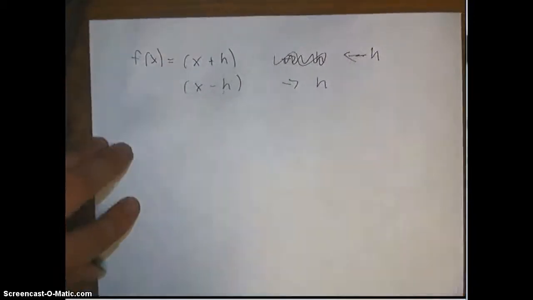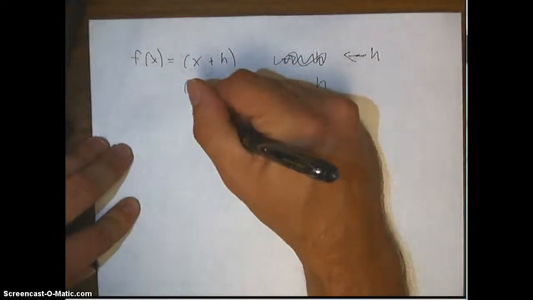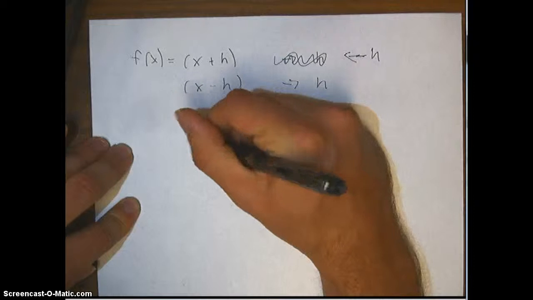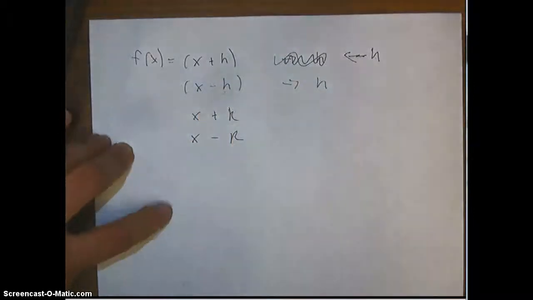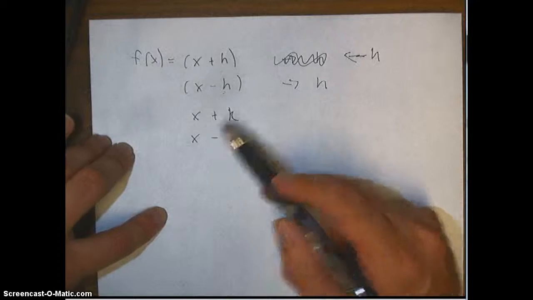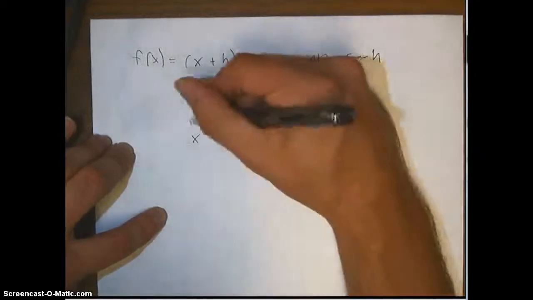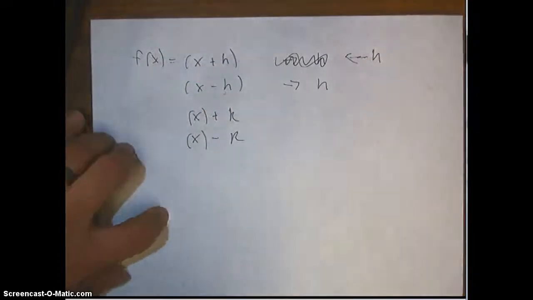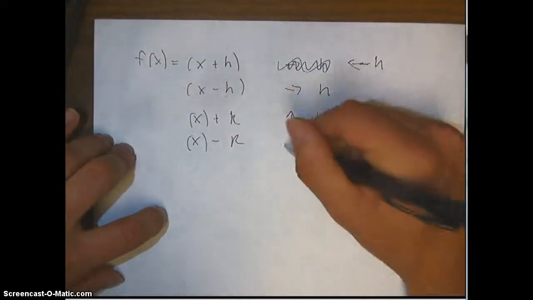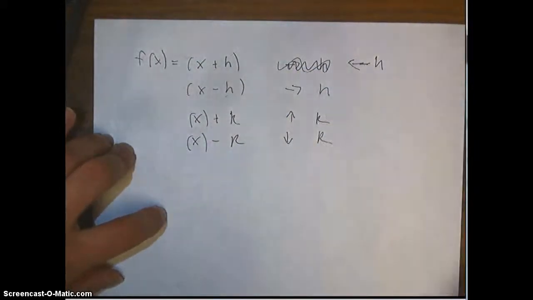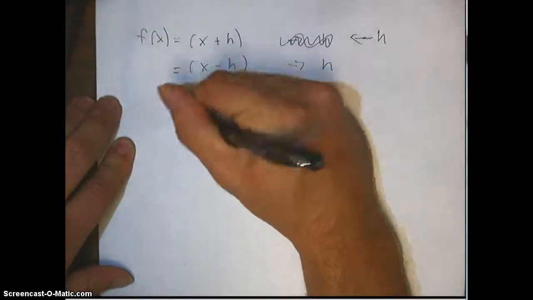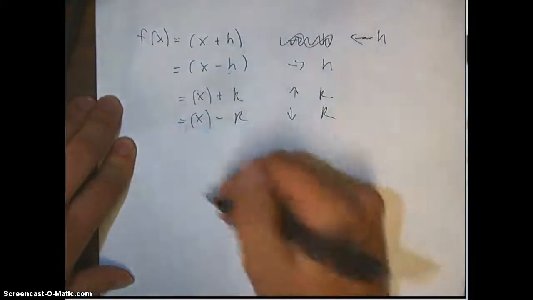Okay? Now here, if we do x plus k, or x minus k, this isn't happening directly to the x. This is happening outside of the parentheses. So imagine the parentheses are like this. This is going to be up and down. So it's going to be up by k. This is going to be down by k. Equals, equals, equals. These are all f of x.